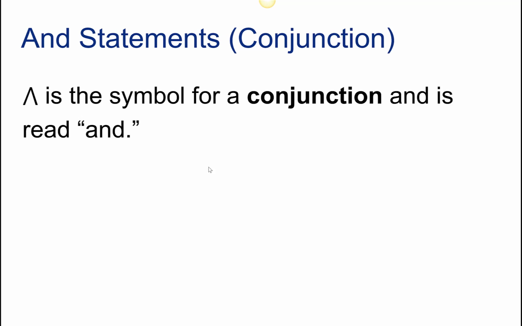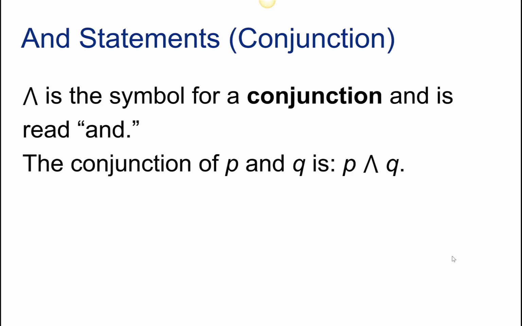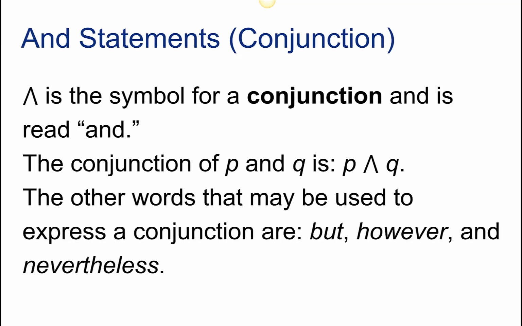This symbol here, an upside down V, is the symbol for a conjunction, and it's read as the word and. The conjunction of P and Q is as shown here. Other words can be used to express a conjunction, and they are but, however, nonetheless.